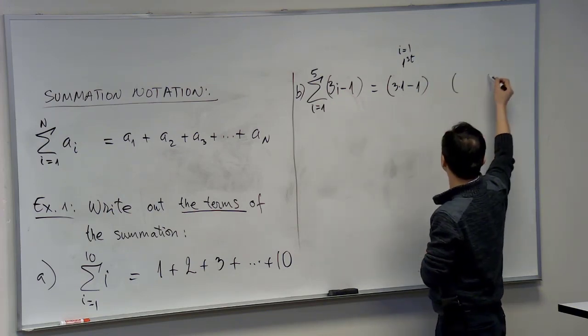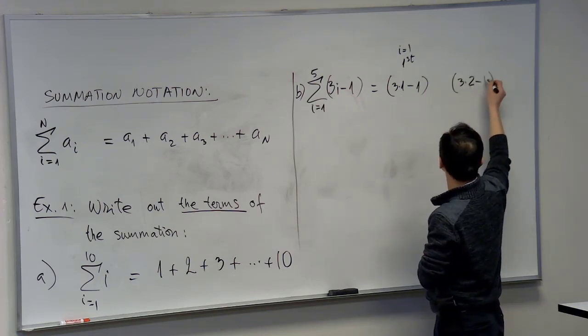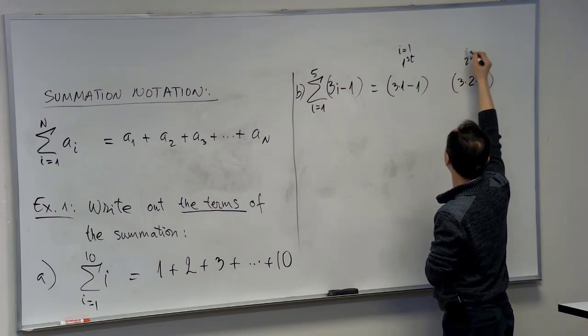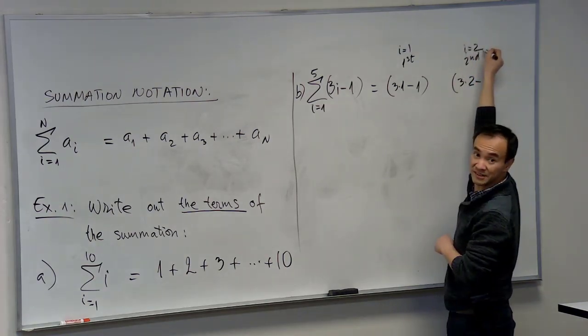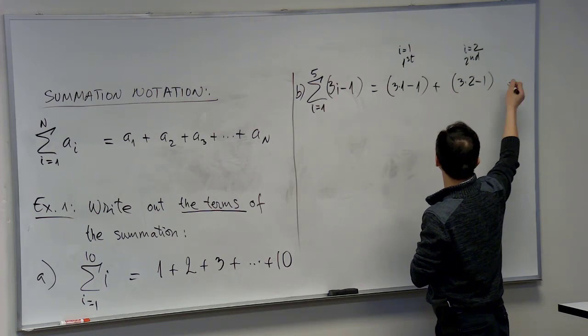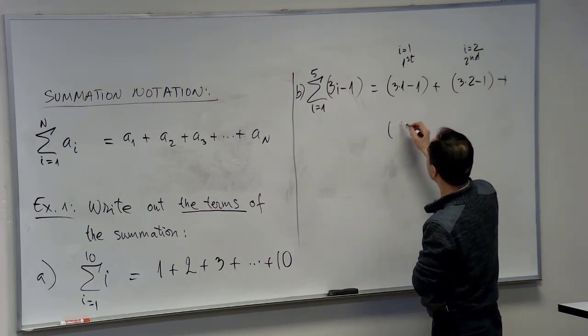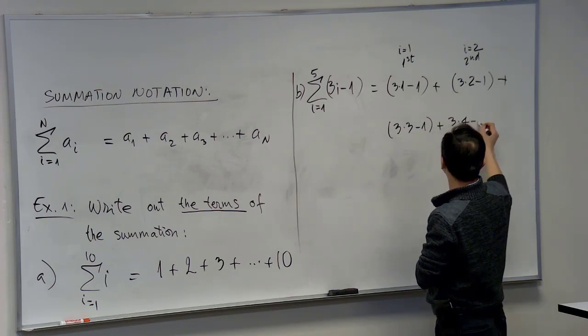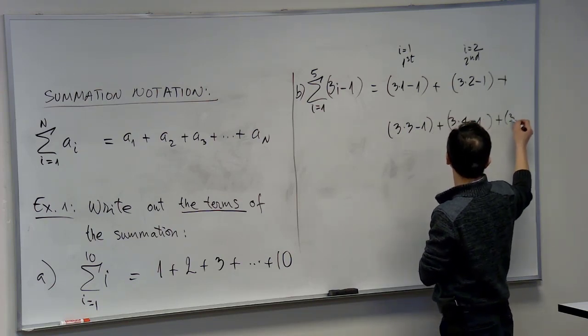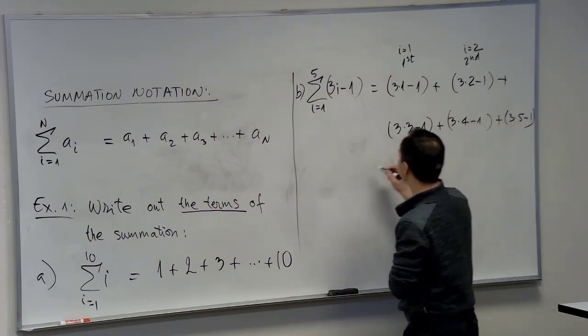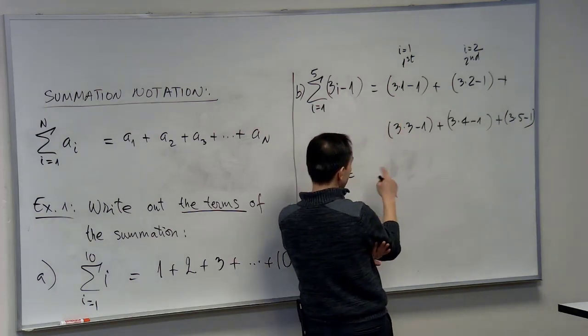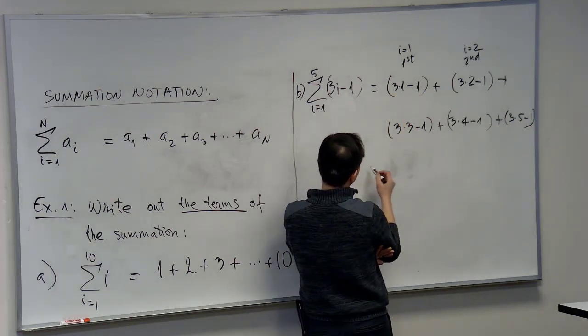The second term is 3 times 2 minus 1, because that's when i equals 2. And then we're adding those terms again. The next one is 3 times 3 minus 1, then 3 times 4 minus 1, and the last one is 3 times 5 minus 1. So now the real sum: the first term right here is going to be a 2.